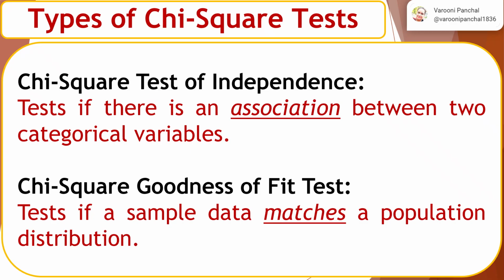Types of chi-square test. There are two types of chi-square test. One is for checking independence and another is the goodness of fit test. The independence test is used to check if there is an association between two categorical variables. That is the common scenario that everybody uses. The goodness of fit test is used to check if sample data matches a particular population distribution. That is why these two tests are used in different scenarios.